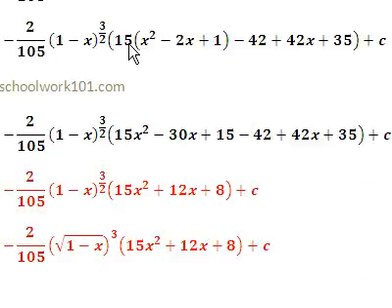Okay, where are we at? Distributing the 15 across, and then simplifying all of this down, collecting all of our like terms, which we end up with a 15x squared plus 12x plus 8. And then I go ahead and get it back into radical form, our final answer.